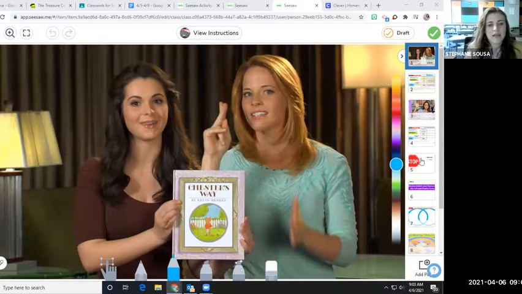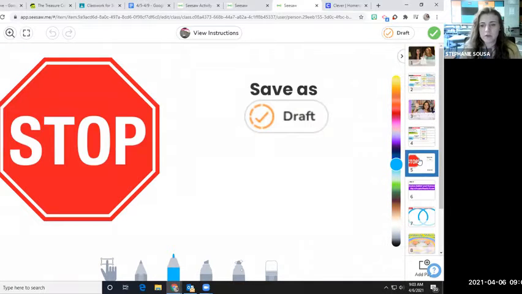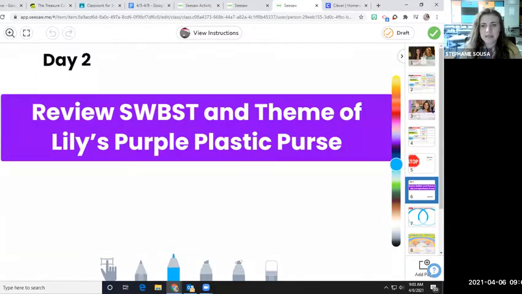Okay. Let's take a look at slide 5. That's where that stop sign was for you to stop. And slide 6 is where we are going to pick up today. So again, if your seesaw is spinning on uploading that, then go ahead and open up a new tab and get to this assignment. Okay. It says review the Swabust, Somebody Wanted But So Then, and theme of Lily's Purple Plastic Purse.